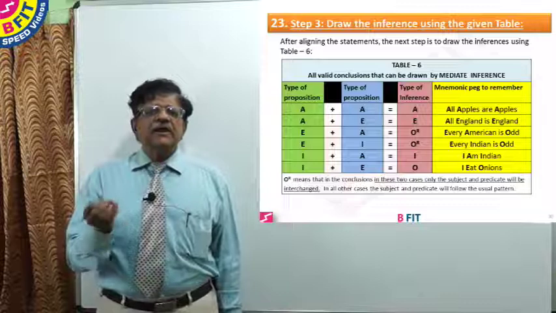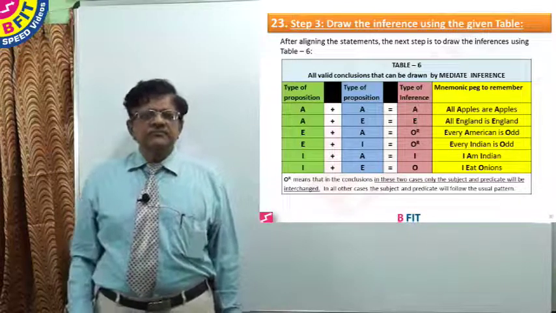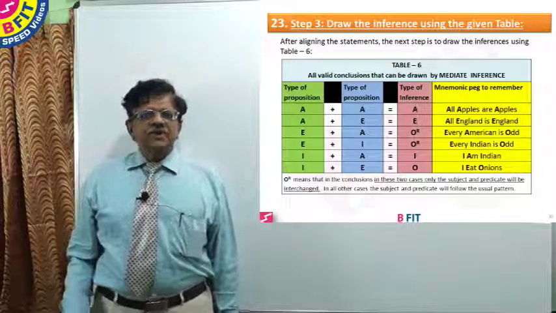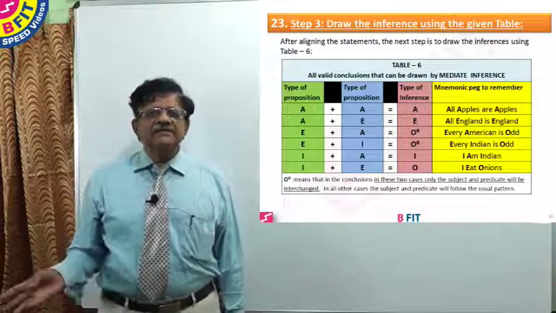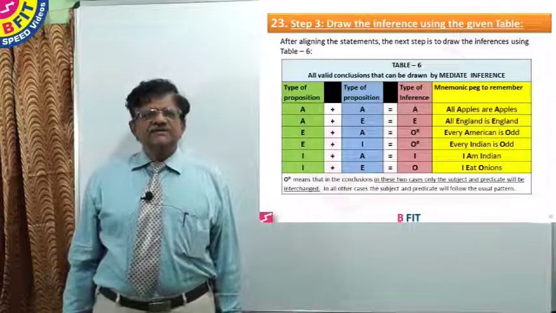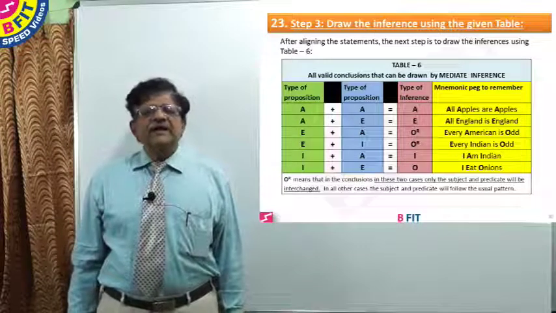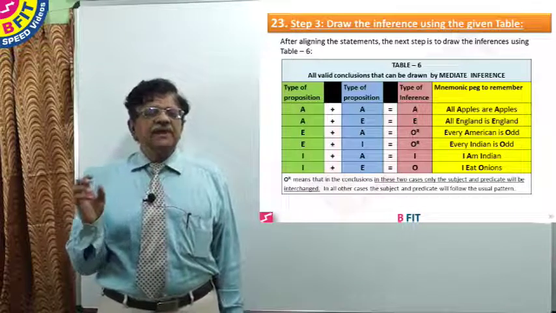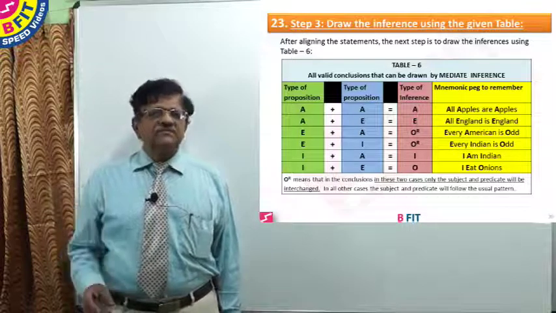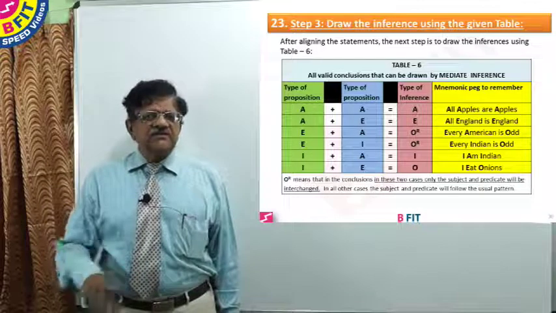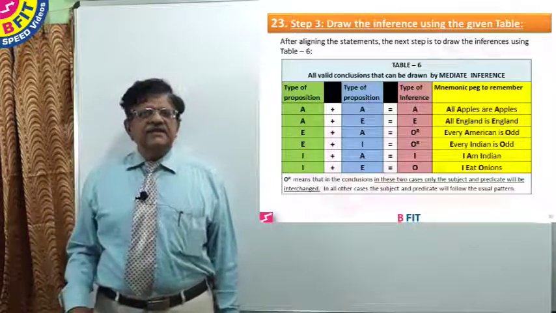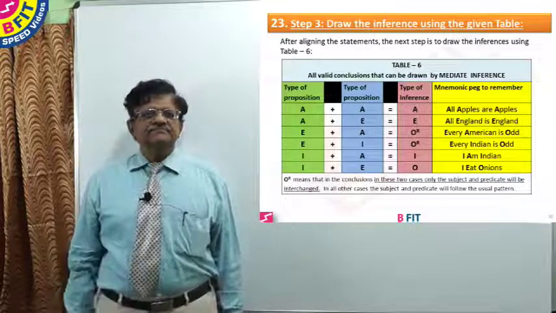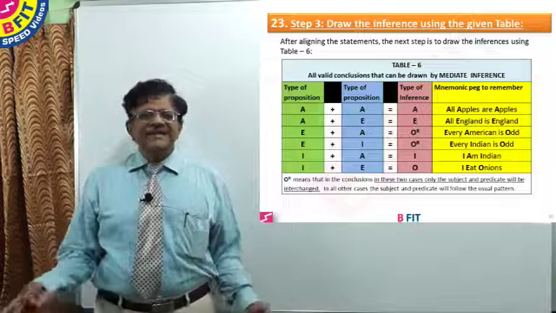I have some mnemonic devices which I use. A plus A is equal to A: all apples are apples. A plus E is equal to E: all England is England. E plus A is equal to OR: every American is odd. Wherever the word odd comes, please remember it represents OR or O reverse. What is the implication of O reverse? We shall see very shortly. Then E plus I is equal to OR: every Indian is odd. Then every American can be odd, every Indian can also be odd. Very easy to remember.